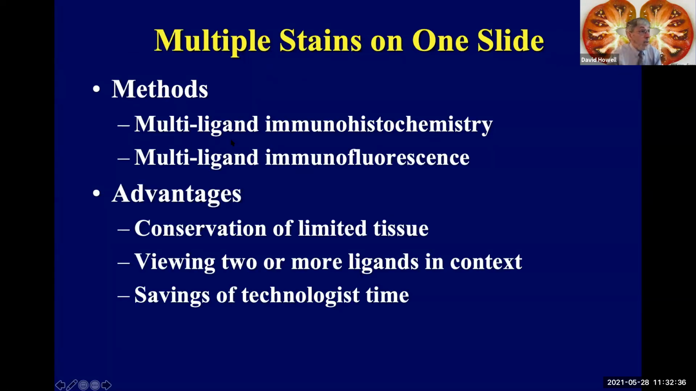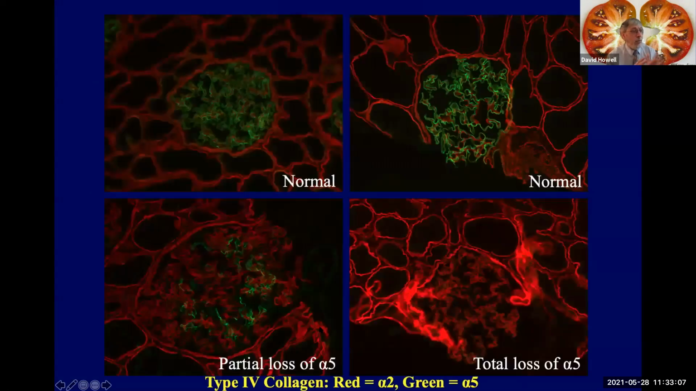You can do multi-ligand immunohistochemistry, the sort of technique that I showed you in the last couple of slides. You can also do multi-ligand immunofluorescence microscopy, where you use antibodies that have been tagged with different fluorescent dyes that have different colors. This allows conservation of limited tissue specimen. You can see two or more ligands in context, and there may be a little bit of saving for technologist time because they only have to stain half as many slides. Now, I'll show you one example of this with a two-color immunofluorescence stain.